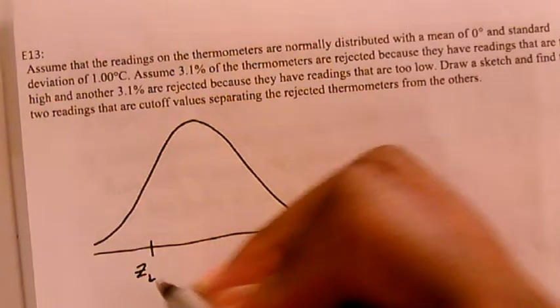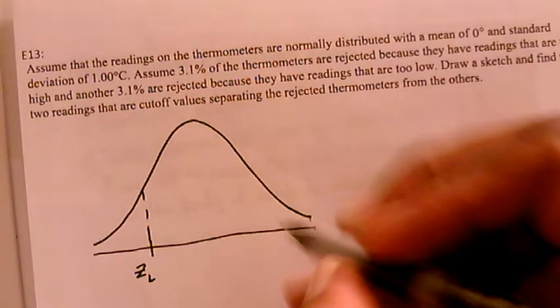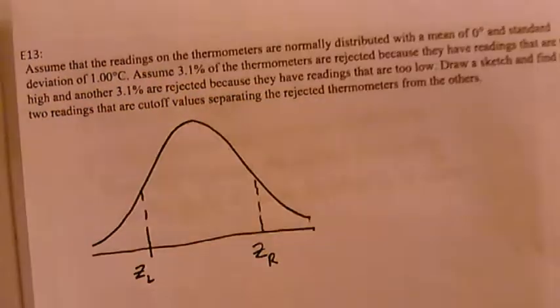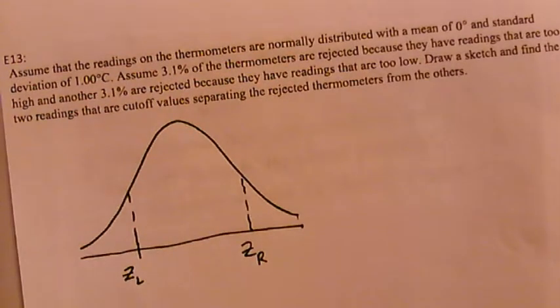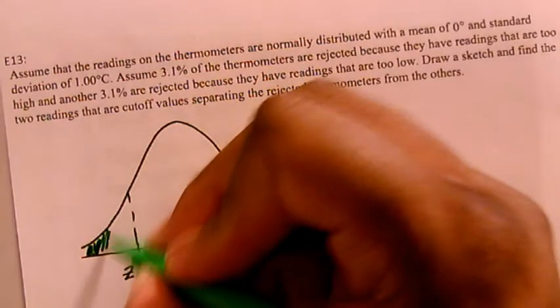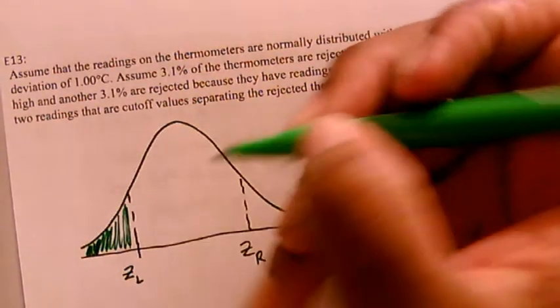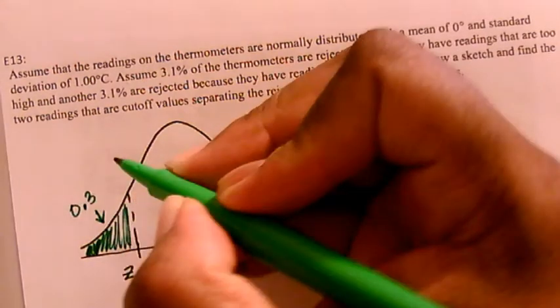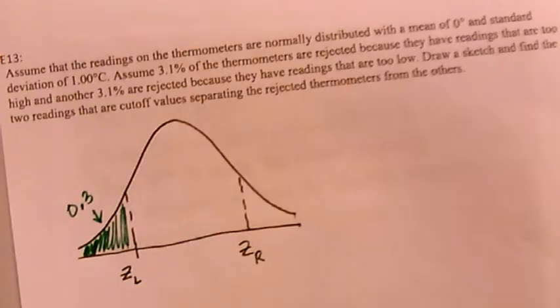So we're looking for a z-score on the left-hand side and a z-score on the right-hand side. ZL represents the z-score on the left. ZR represents the z-score on the right. And this shaded area represents the bottom 3.1%. And as a decimal, it will be 0.031.